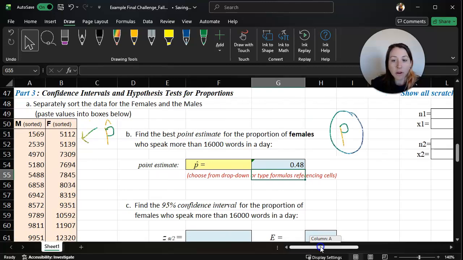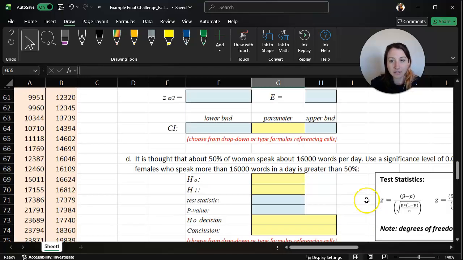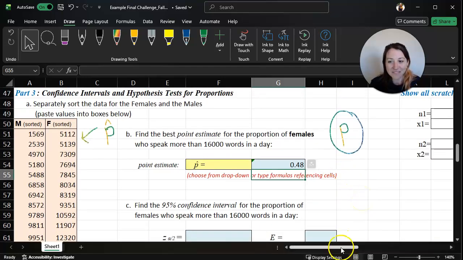And when you do that, we get 0.48 is our point estimate, or p hat. And if we scroll down and check, that is correct. Yay! All right. So that's our point estimate for the confidence interval.